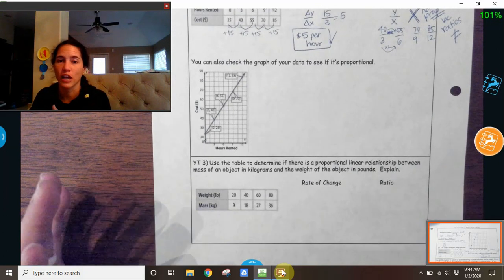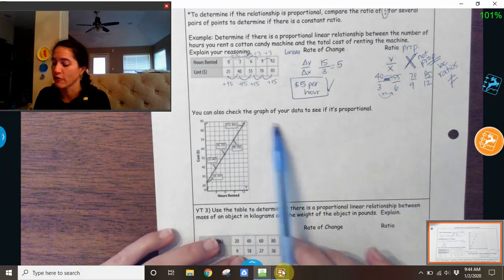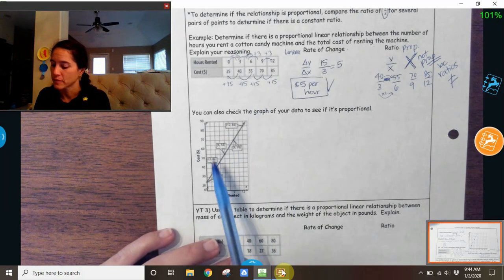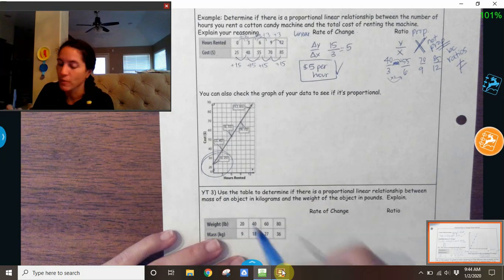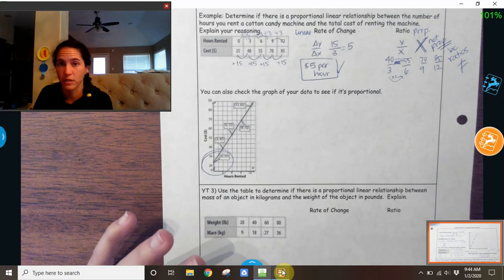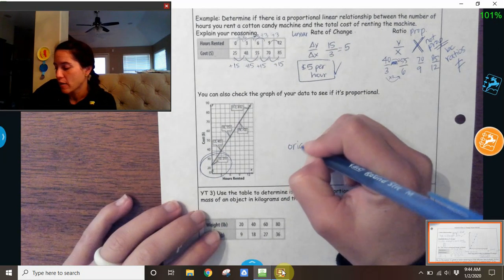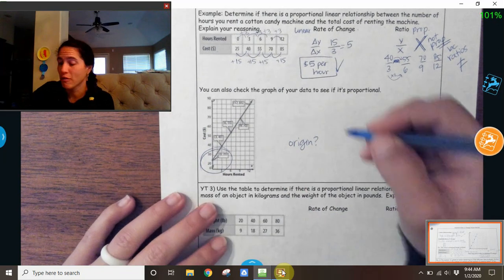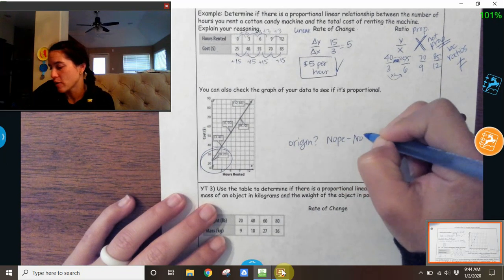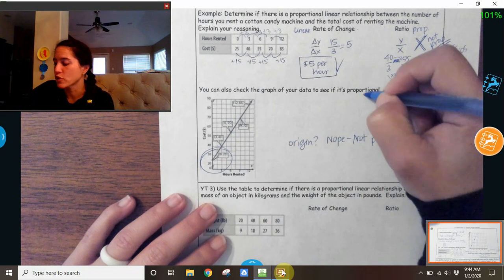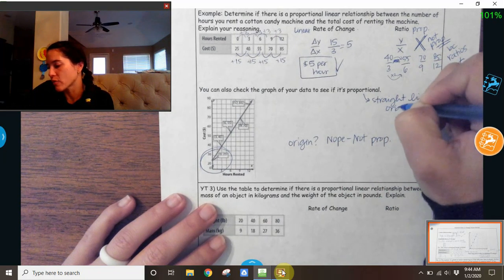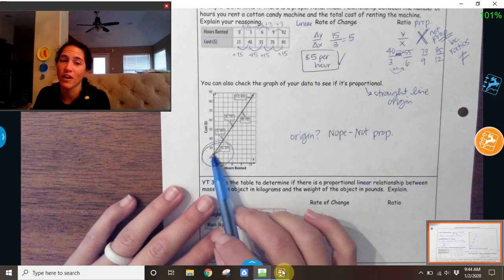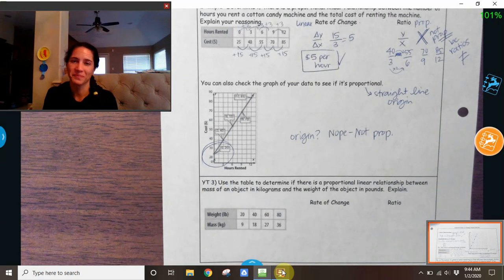All right, so you can also check the graph to see if it is proportional. So this is different. You can also check the graph. Cost, hours rented. So does this right here go through the origin? Does it go through 0, 0? If it does not go through the origin, nope, not proportional. To be proportional, it must be a straight line, and it must go through the origin. So since this graph does not go through the origin, it is not proportional.